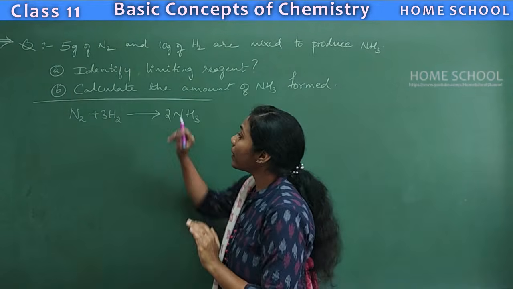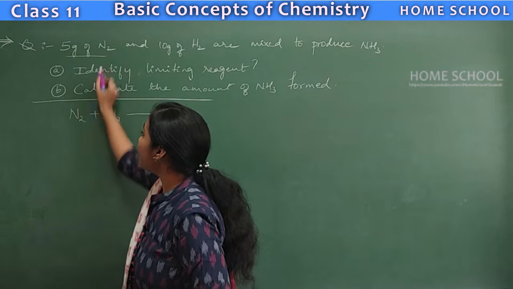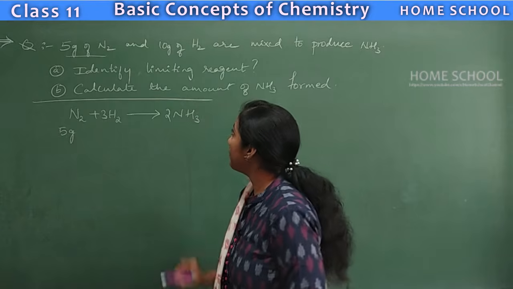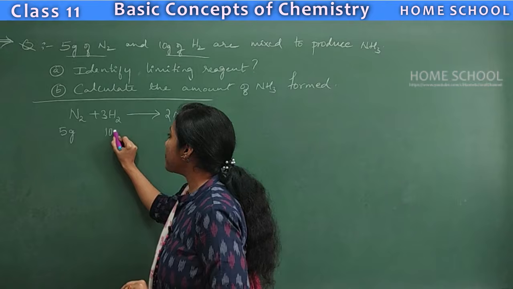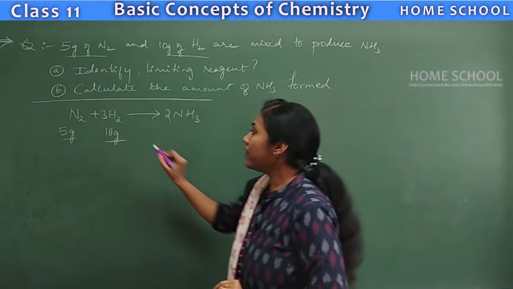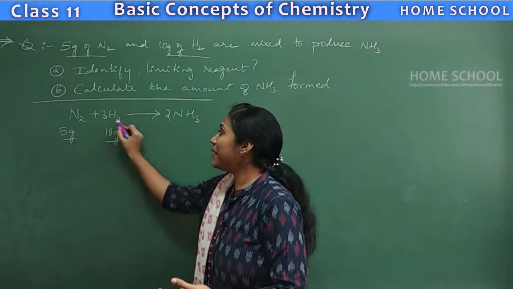And now write the information given. How much nitrogen is there? 5 grams of nitrogen they have taken. And how much hydrogen has been taken? It is 10 grams of hydrogen. So you mixed 5 grams of nitrogen with 10 grams of hydrogen, and they are asking which is the limiting reagent.